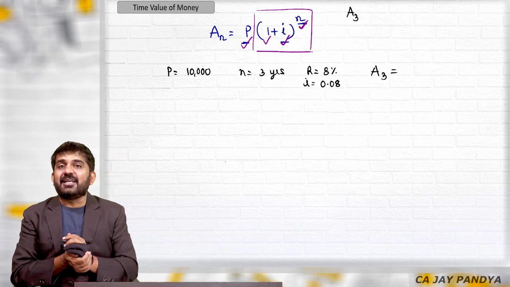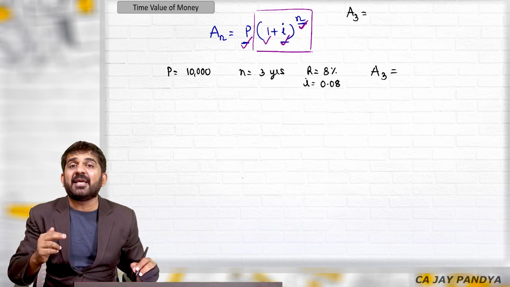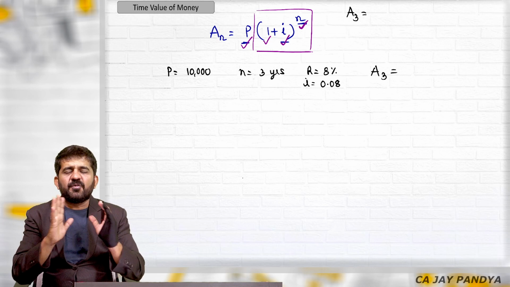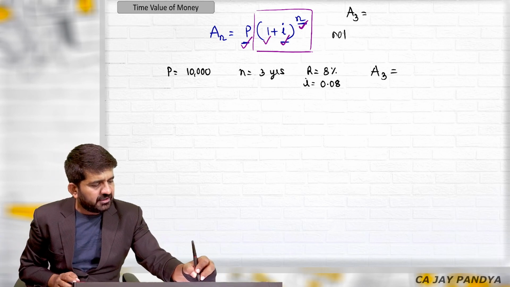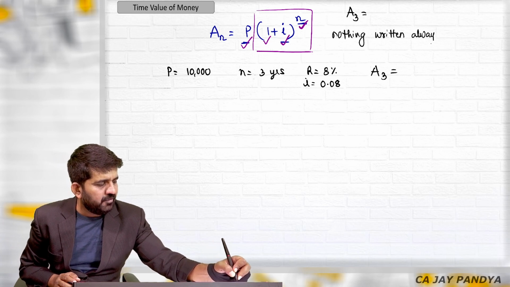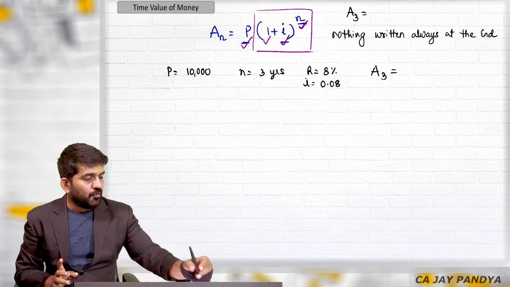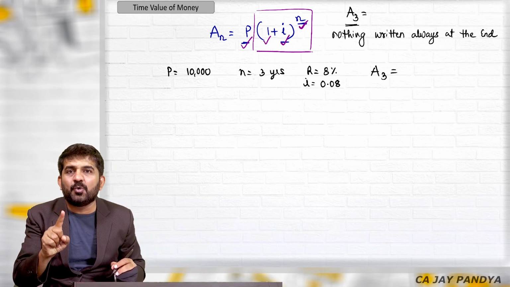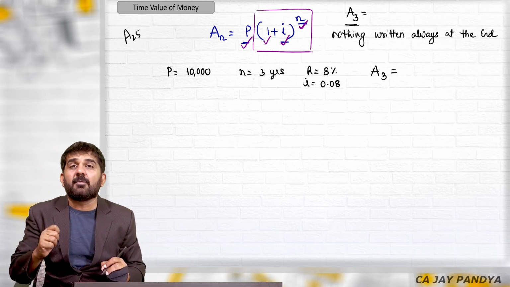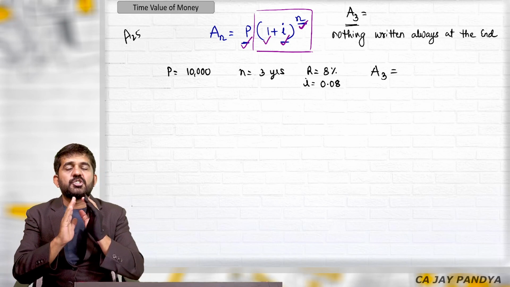When I write down A3, it can be amount at the beginning of third year, it can be amount at the end of third year. Please understand, in finance, if nothing is written, it is always at the end. So when I write down A3, I am talking about at the end of third year. If I write down A25, I am talking about amount at the end of 25th year, not at the beginning of 25th year. This is a general rule in finance.